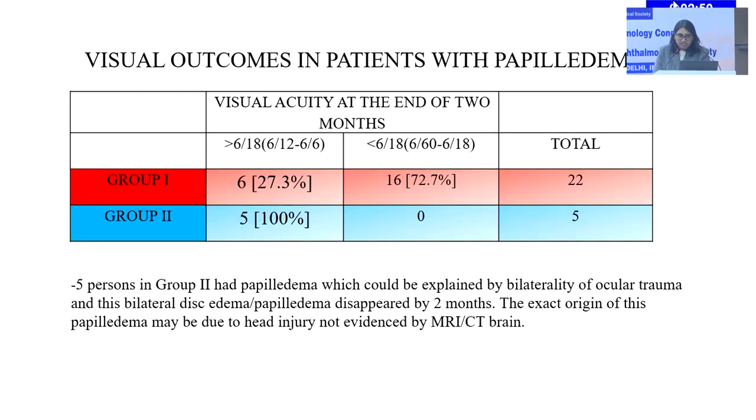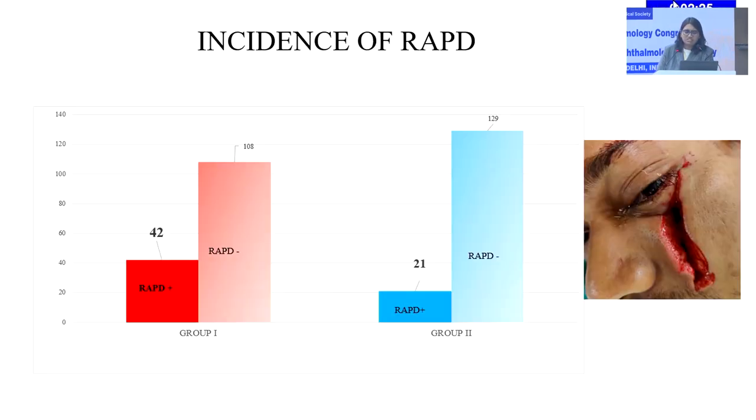We also analyzed the visual outcomes in patients with papilledema. In group 1, about 27.3% of the patients had a visual recovery of more than 6/18, whereas in group 2 it was 100%. The 5% in group 2 who had papilledema could probably be explained by the bilaterality of the ocular trauma. The exact origin of the papilledema may be due to a head injury which was not evidenced by any radiological investigations. Incidence of RAPD was also taken into account.